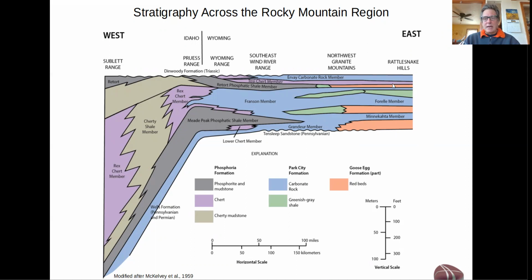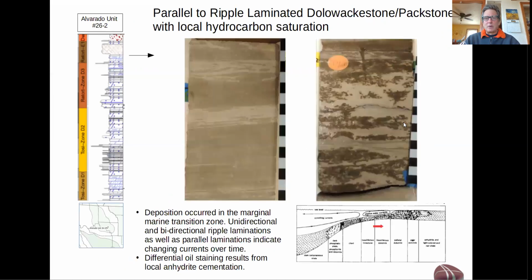As you go further to the east, actually into easternmost Wyoming, these carbonate facies become more and more evaporitic, and they eventually grade into red beds. All right, so let's take a look at some of the core.